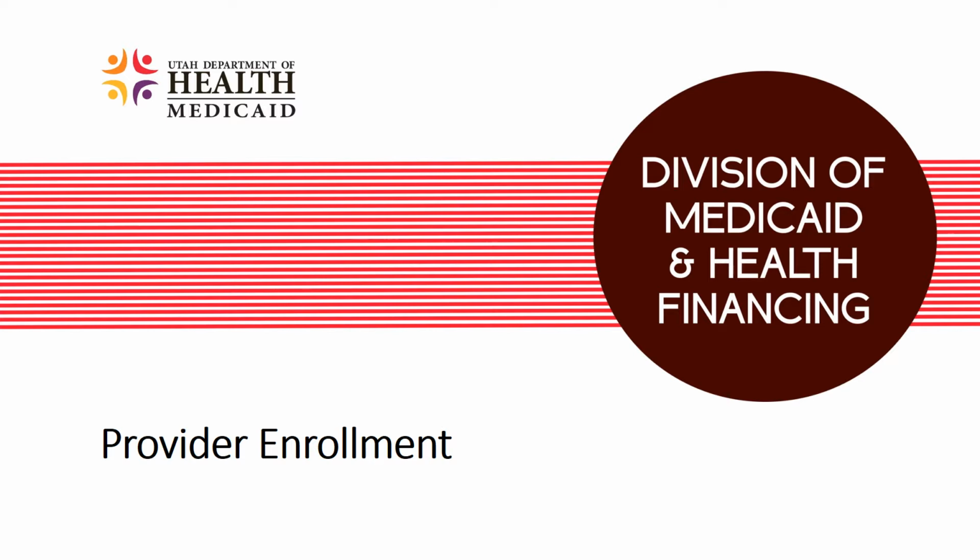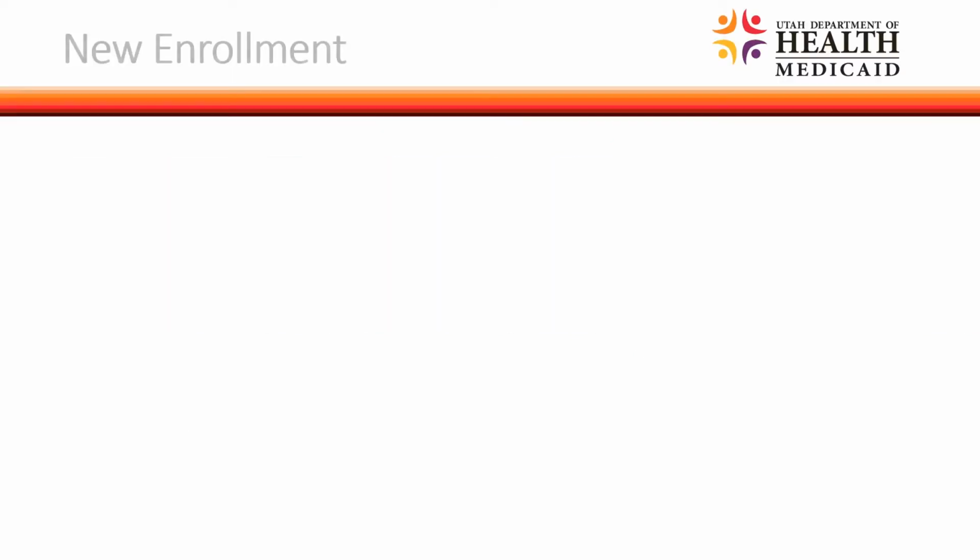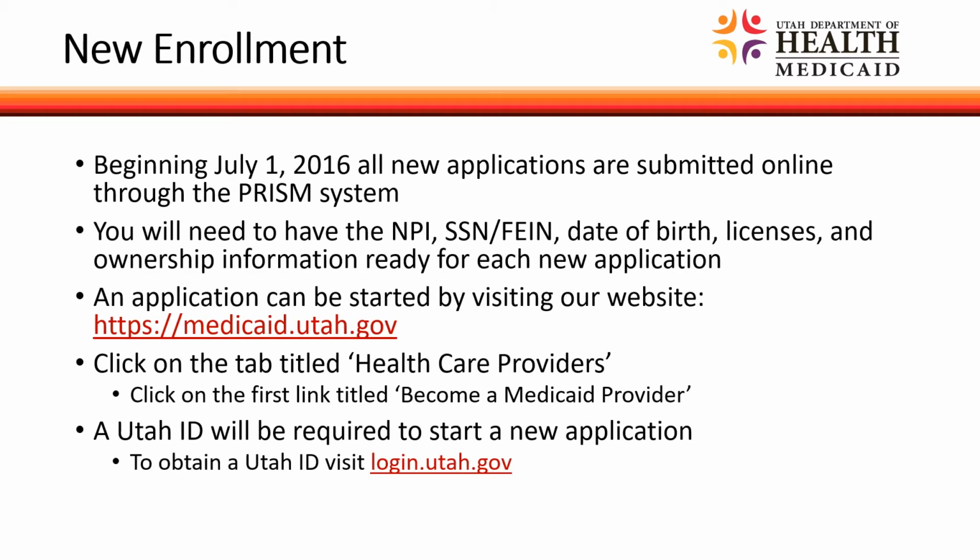I'm going to start today's training with some important information about the provider enrollment process. As of July 1st, 2016, all new applications are submitted online through the PRISM system. You will need to have the NPI, SSN, FEIN, date of birth, licenses, and ownership information ready for each new application. An application can be started at our website, medicaid.utah.gov. You will first click on the tab titled Healthcare Providers, and then you will click on the first link titled Become a Medicaid Provider.